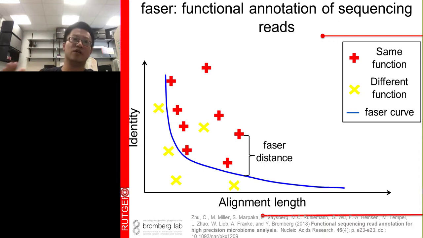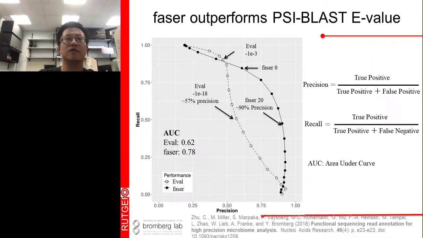Once we train the curve that separates those same-function alignments from the different-function alignments, with the same idea, we can calculate this new metric, which we call phasor. We can calculate a phasor distance, which indicates the reliability of the function predictions as well. We compared phasor to SciBlast in terms of performance, like how well we can annotate functions. We can see that phasor outperforms SciBlast e-value by a lot. With phasor, you can actually reach around 90% precision, which is amazing in terms of annotating short reads.